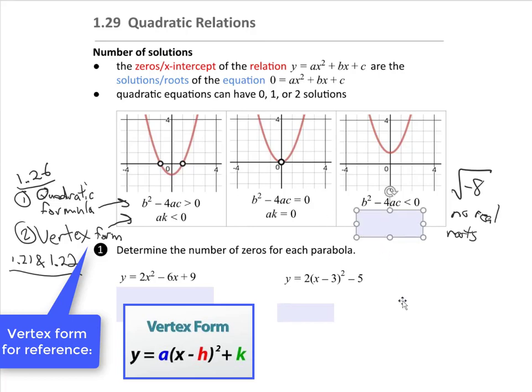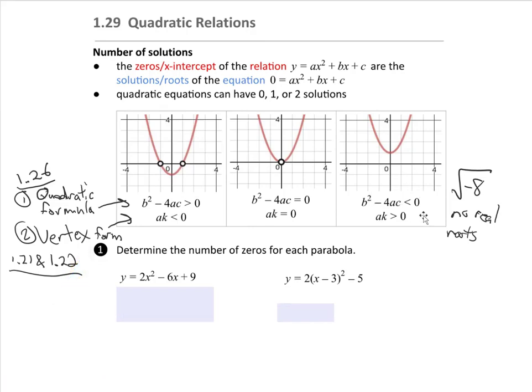And our final case, if a times k is greater than 0, then either the vertex is above the x-axis and opening up, or the vertex is below the x-axis and opening down. Now, this is a lot to take in, and I haven't really thrown any real numbers at you, so let's examine some examples here.